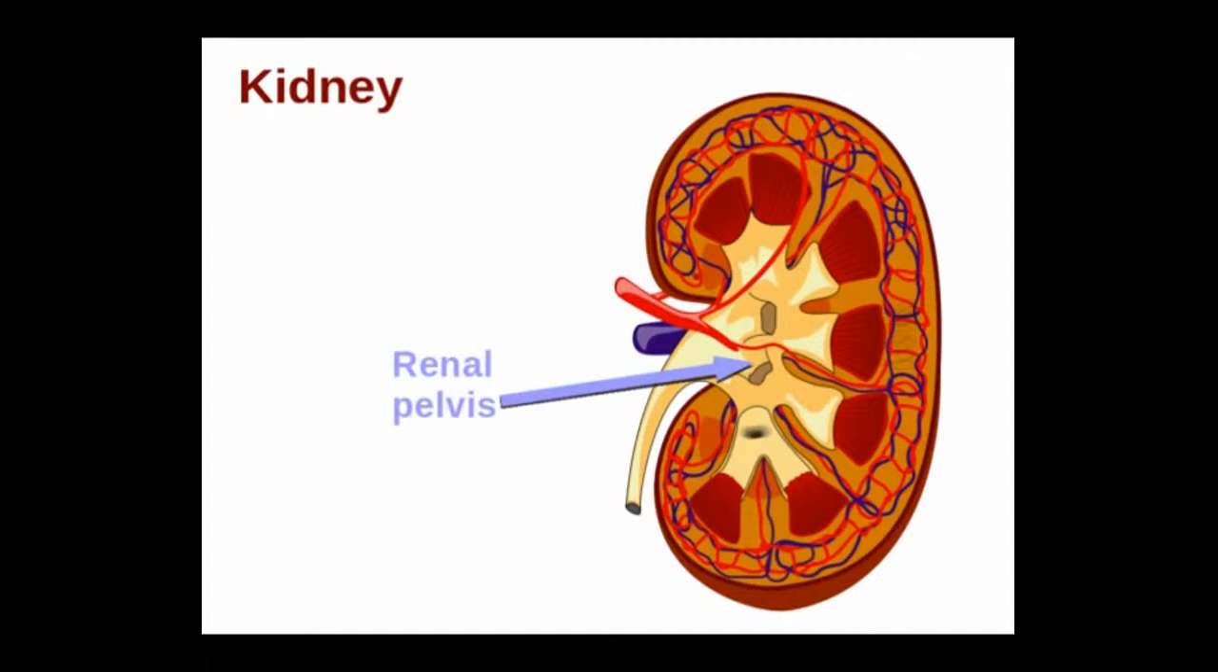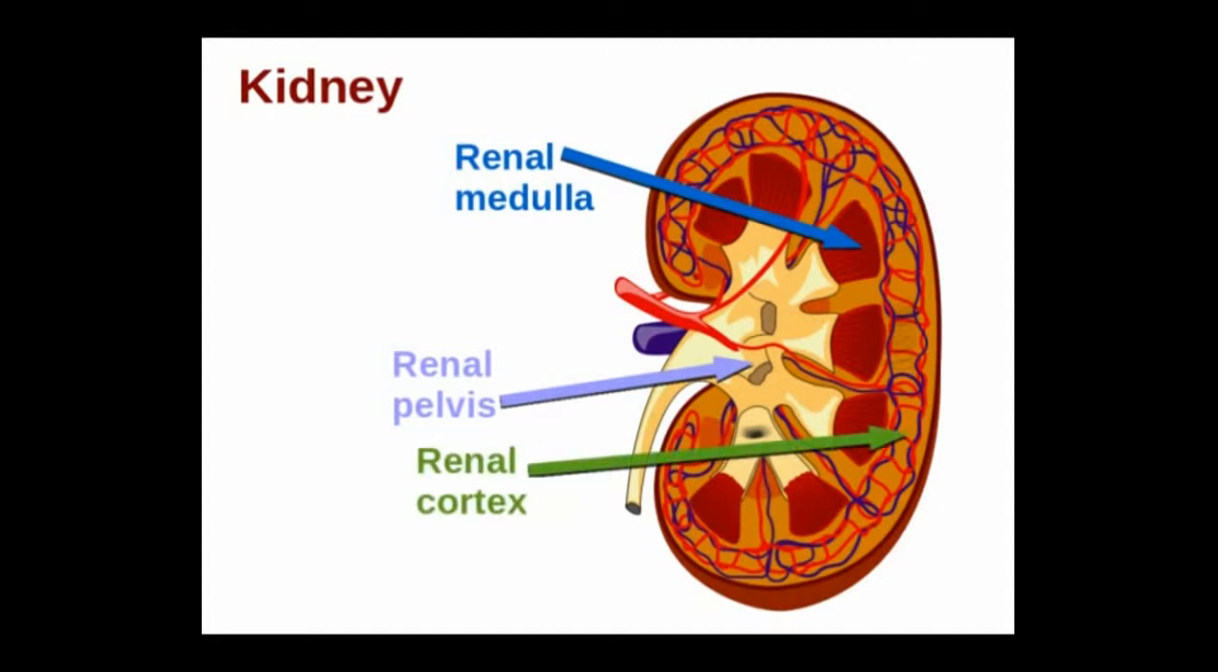The renal pelvis that collects the output of the kidney and sends it to the ureter, from where it moves into the bladder for storage. A medulla, meaning middle, which is divided into rounded pyramid-shaped regions, and an outer cortex.